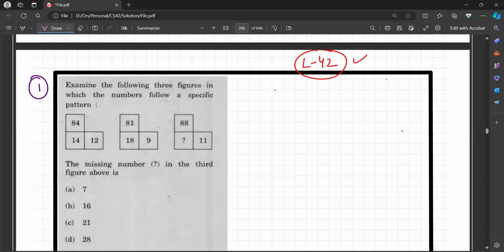The question number 1 says: examine the following three figures in which the numbers follow a specific pattern. Now this specific pattern is actually difficult to identify in the exam. I'm not creating that fear within you, but why is it difficult? Because it is just by luck, or if you have practiced those questions, or you have that aptitude skill to identify what would be the logic here.